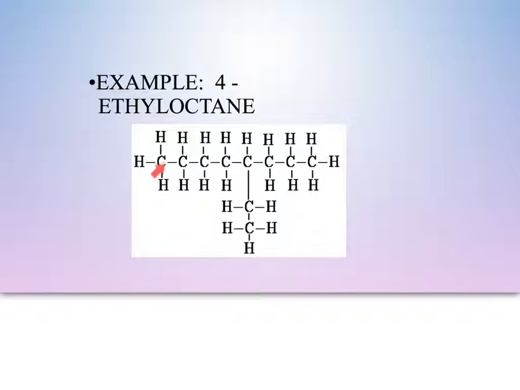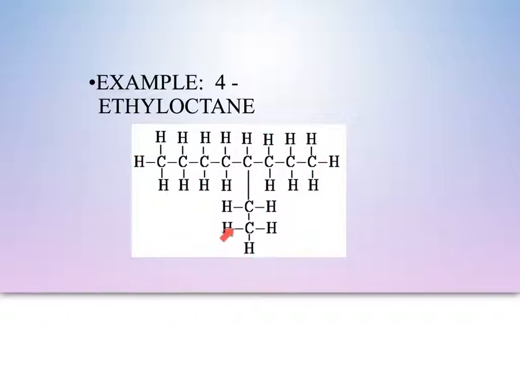As I count this, I have 1, 2, 3, 4, 5, 6, 7, 8. 1, 2, 3, 4, 5, 6, 7. It looks like this right here is my longest chain with 8. So my prefix for 8 is oct. I have single bonds only in between my carbons, so I have an ANE, so I have an octane.